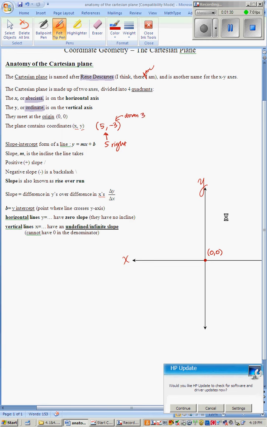Now, we do need to know the quadrants. There are 4 quadrants, as we said, and we use Roman numerals for them. The first quadrant is where both x and y are positive, and they go counterclockwise around.